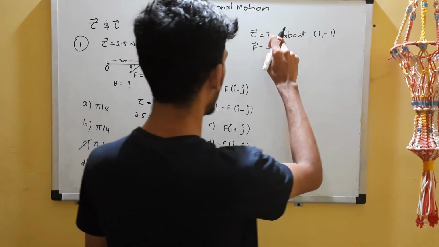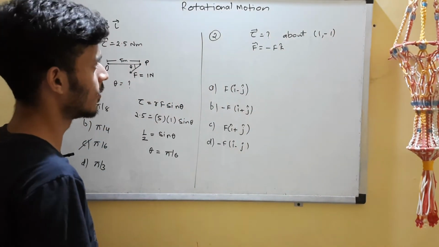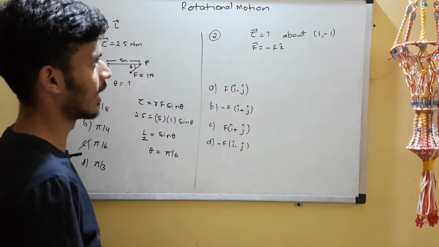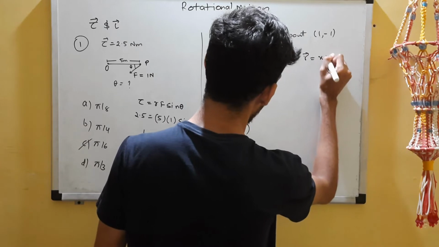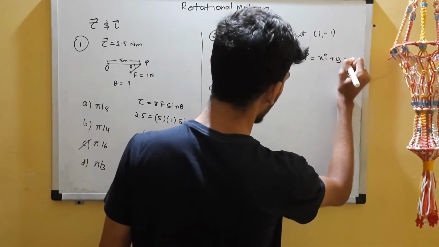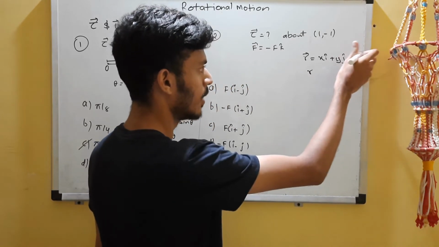Here you are supposed to find torque about 1 comma minus 1, and here you are given the force vector. So find the torque vector. First of all, you can write the r vector as x i cap plus y j cap. This is how you write the position vector. If there was z, you'll write plus z k cap.